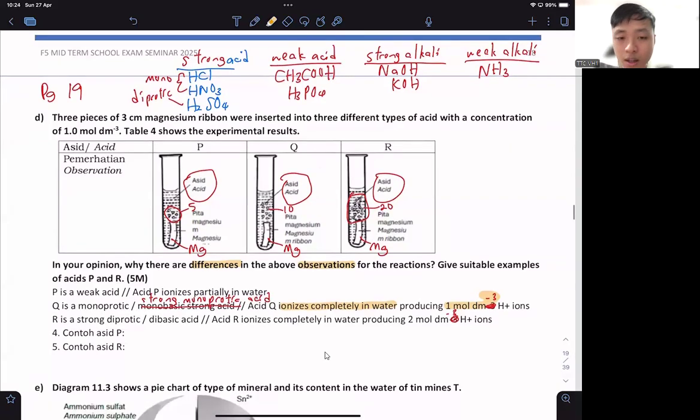Q and R are strong, but R is a strong diprotic acid, which ionizes completely in water to produce 2 mole per dm cube of H+ ions.